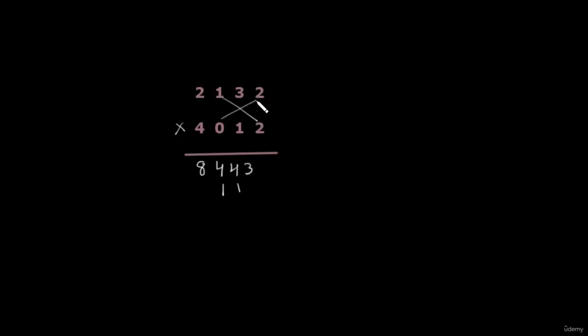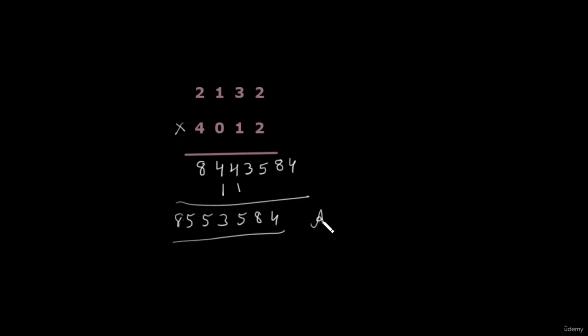Again we have to multiply crosswise and vertically. So 1 times 2 is 2, 2 times 0 is 0, 3 times 1 is 1. So 2 plus 0 plus 3, 5. And now crosswise again. 3 times 2 is 6, 2 times 1 is 2, 6 plus 2, 8. And now vertically 2 times 2 is 4. So 4, 8, 5, 3, 5, 5, 8. So this is the answer.